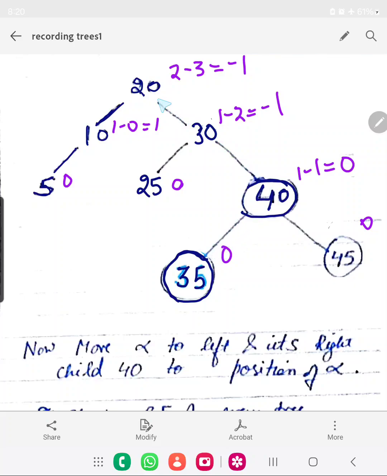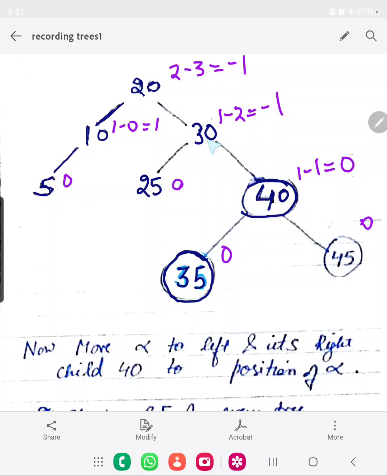The height can be taken as the number of paths in the longest branch. So we have 20 to 30, then 30 to 40 and 40 to 35. The length is 3. Or we can take 20 to 30, 30 to 40 and 40 to 45. The length is again 3. So 2 minus 3 is minus 1. Balance factor of 20 is minus 1.